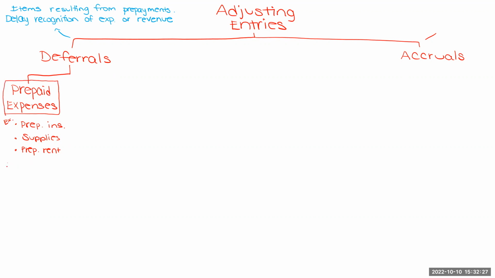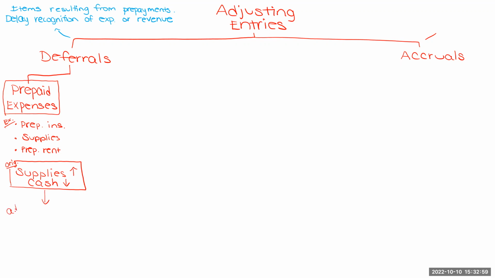Now think back to the original entry that we made back in chapter 3 when there was a prepaid item. Let's take the example of prepaid insurance. Now let's do supplies because that one we already did. So when we bought supplies, we debited supplies, we credited cash, right? We increased the asset, we decreased cash. That was your original entry.